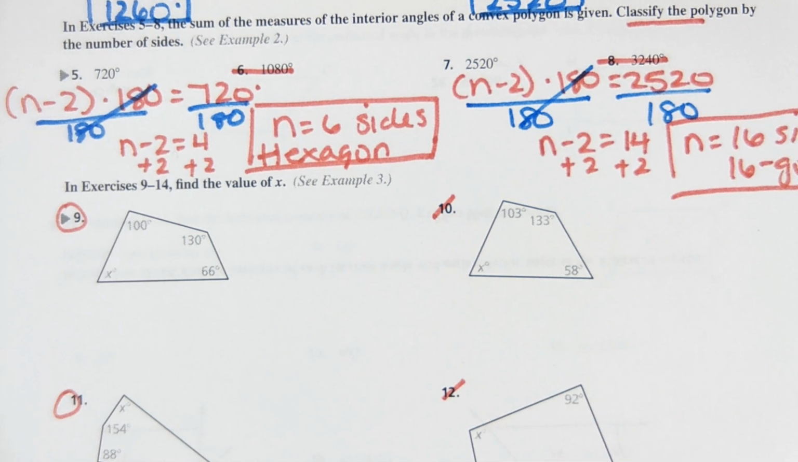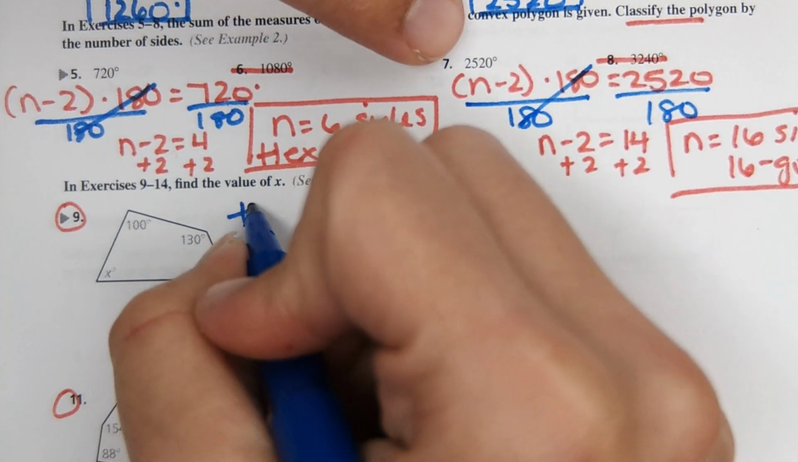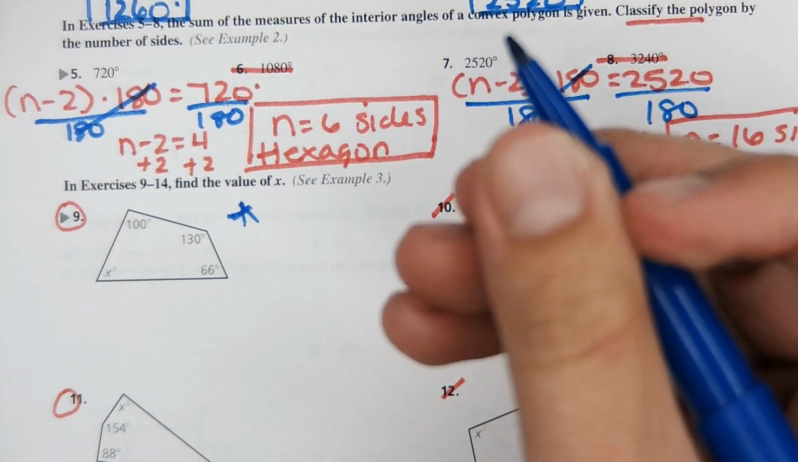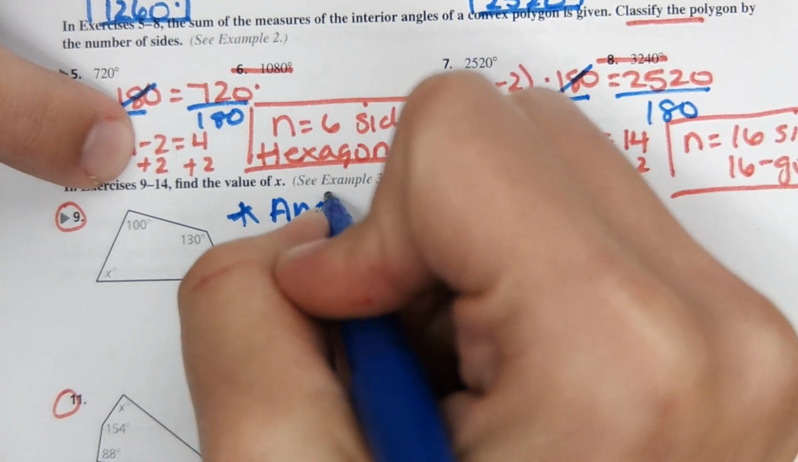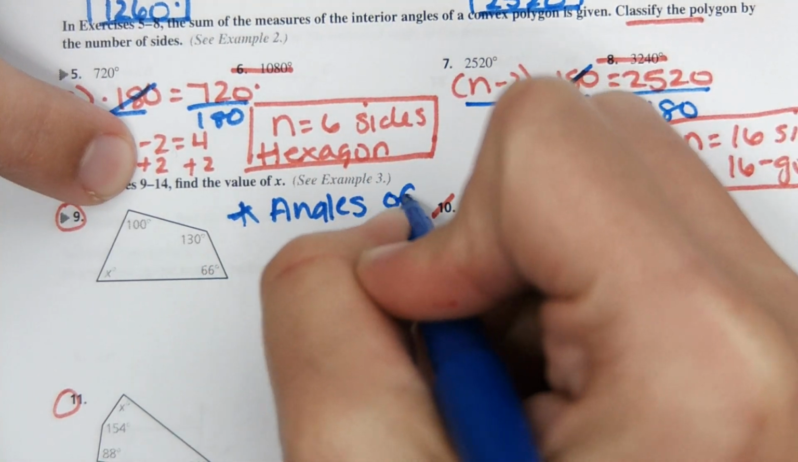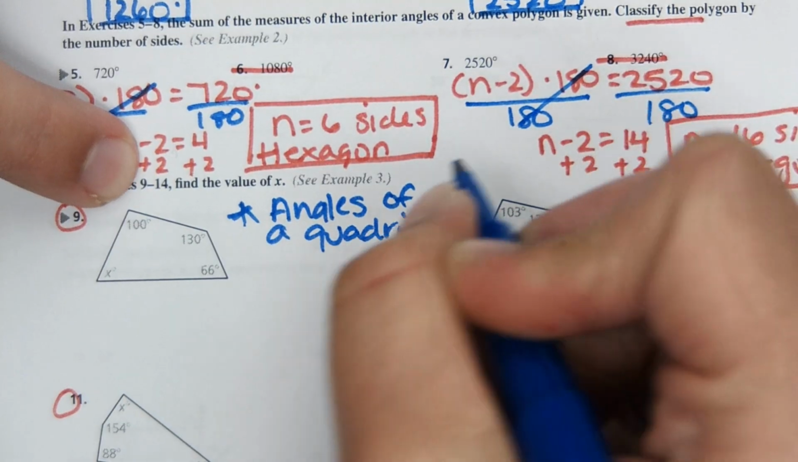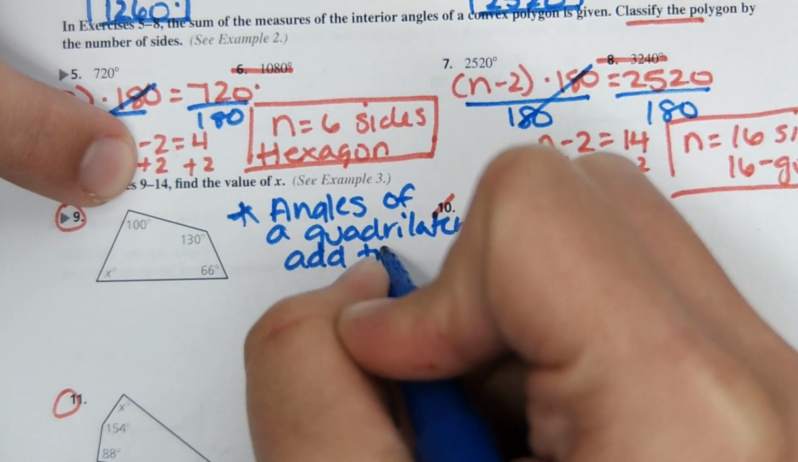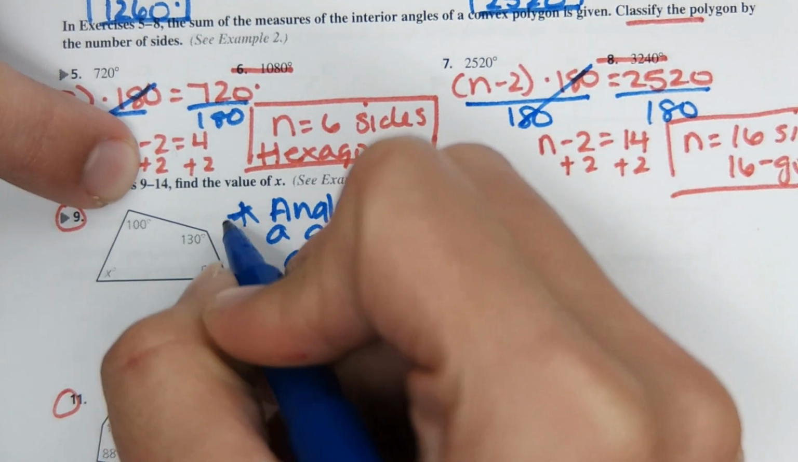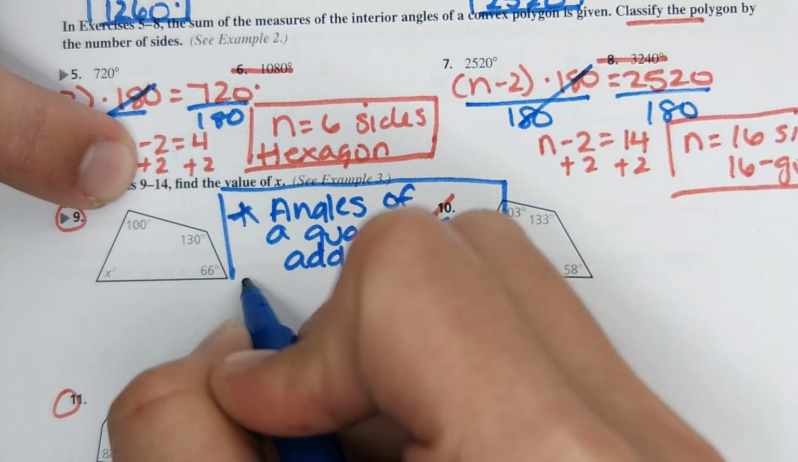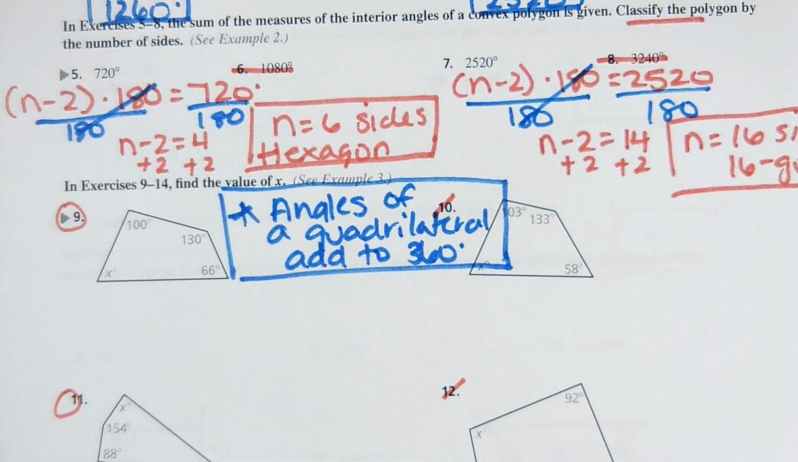So something that would be helpful to have memorized is the angles of a quadrilateral add to 360. Angles, specifically interior angles, of a quadrilateral add to 360 degrees. You could calculate that using the equation, but it comes up often enough that if you haven't memorized it, it's helpful.